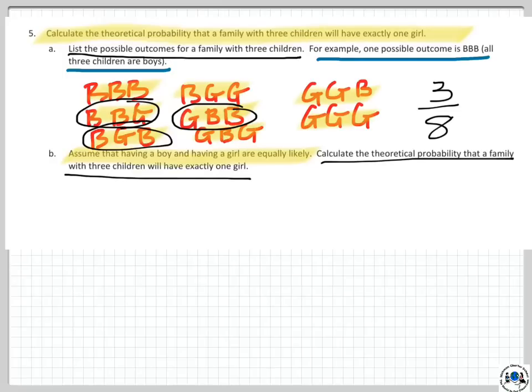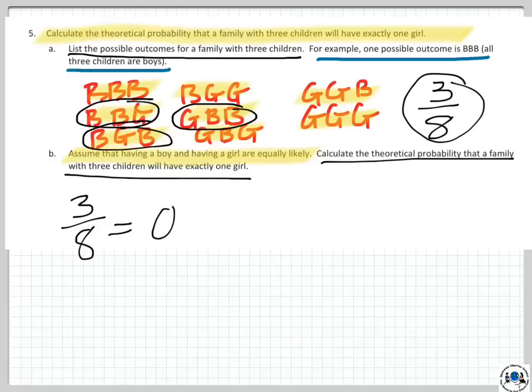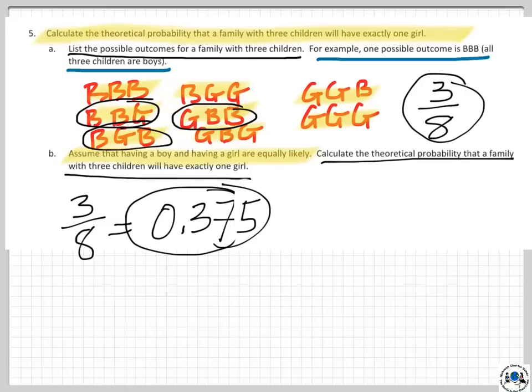Since they're all equally likely, we could just use this 3 out of 8 and just turn it into a decimal, 0.375. That would be our theoretical probability. Oh, sorry, I forgot the 5 there. 0.375. Okay, that would be our theoretical probability.